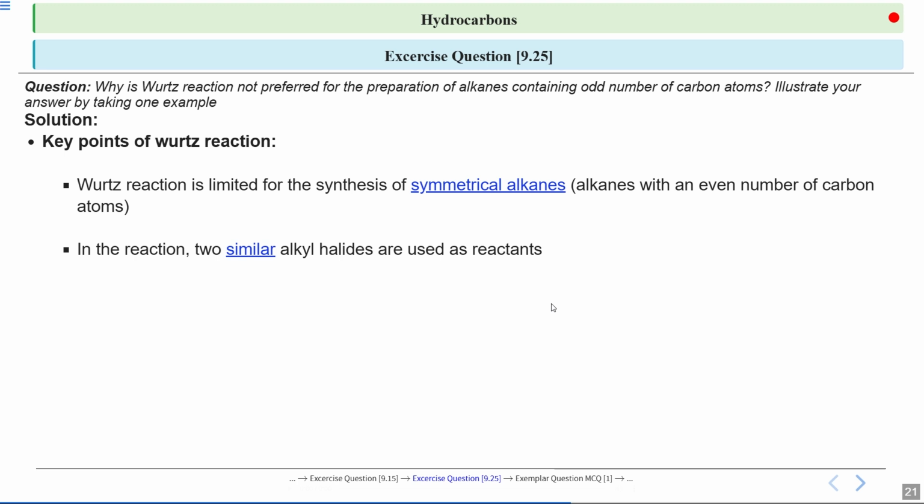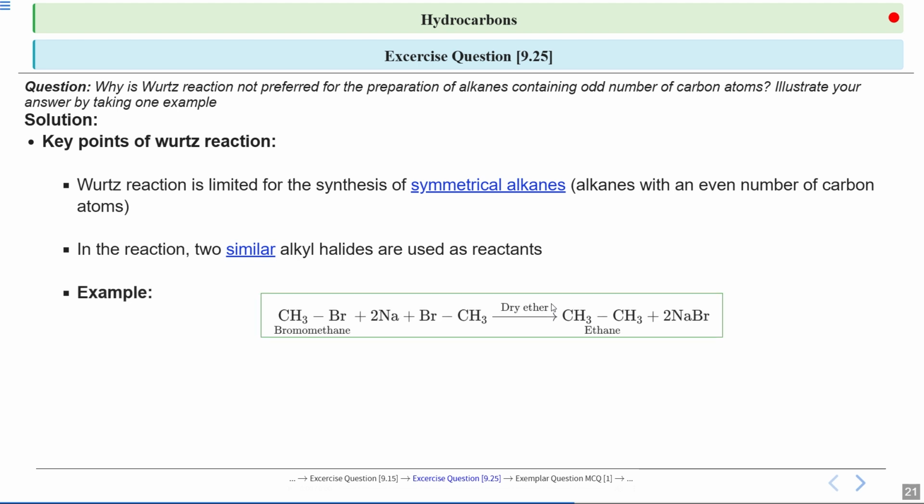Okay, so remember this. You can only use two similar alkyl halides as reactants in the case of Wurtz's reaction, or else you will get a mixture of products. Here is the classical example. When we have two molecules of bromomethane, they react in the presence of sodium and dry ether, and ethane is formed as the product. Along with that, there is a formation of the byproduct sodium bromide, which is NaBr.